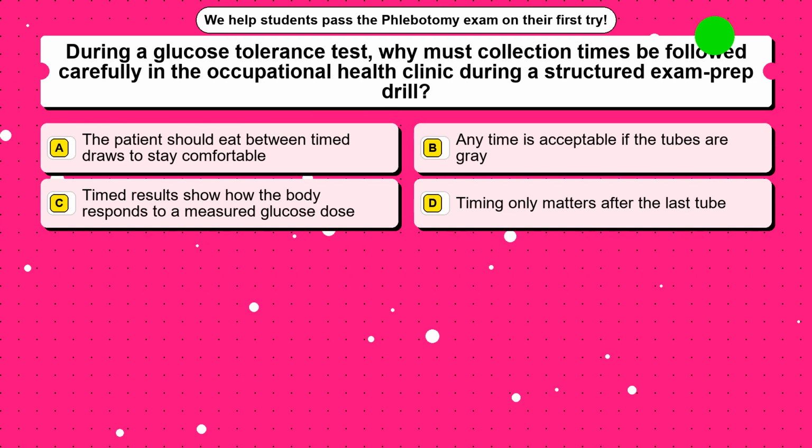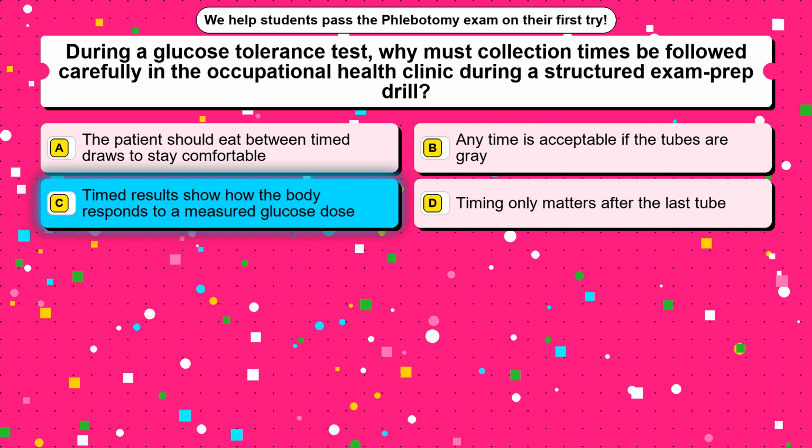Question 74. During a glucose tolerance test, why must collection times be followed carefully in the occupational health clinic during a structured exam prep drill? Option A. The patient should eat between timed draws to stay comfortable. Option B. Any time is acceptable if the tubes are gray. Option C. Timed results show how the body responds to a measured glucose dose. Option D. Timing only matters after the last tube.